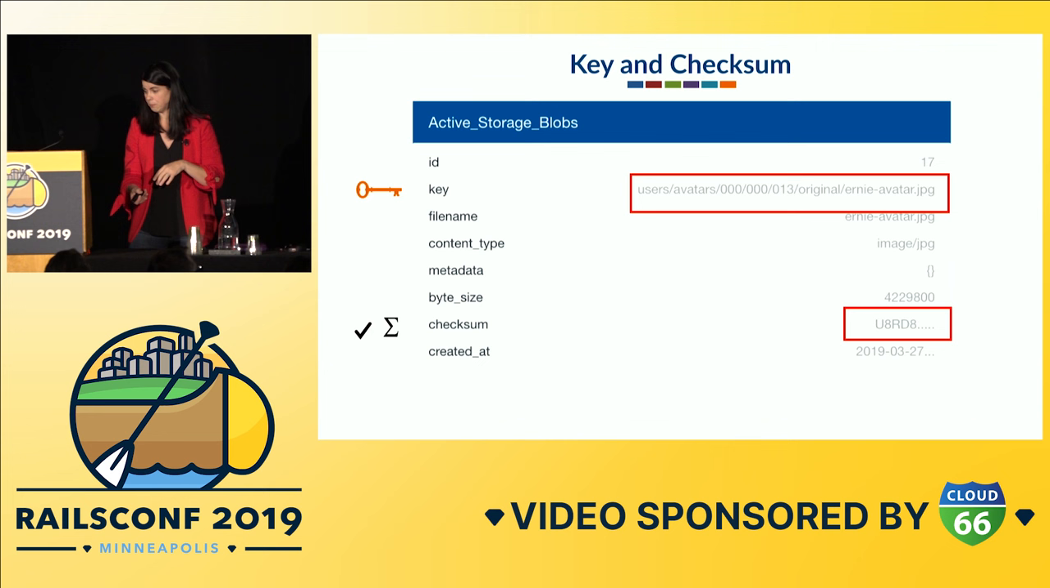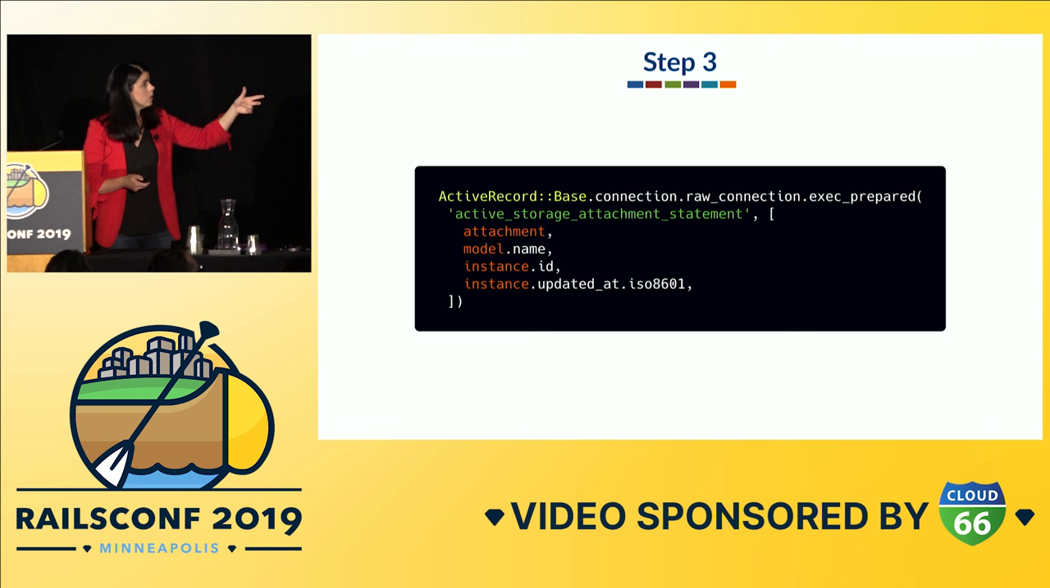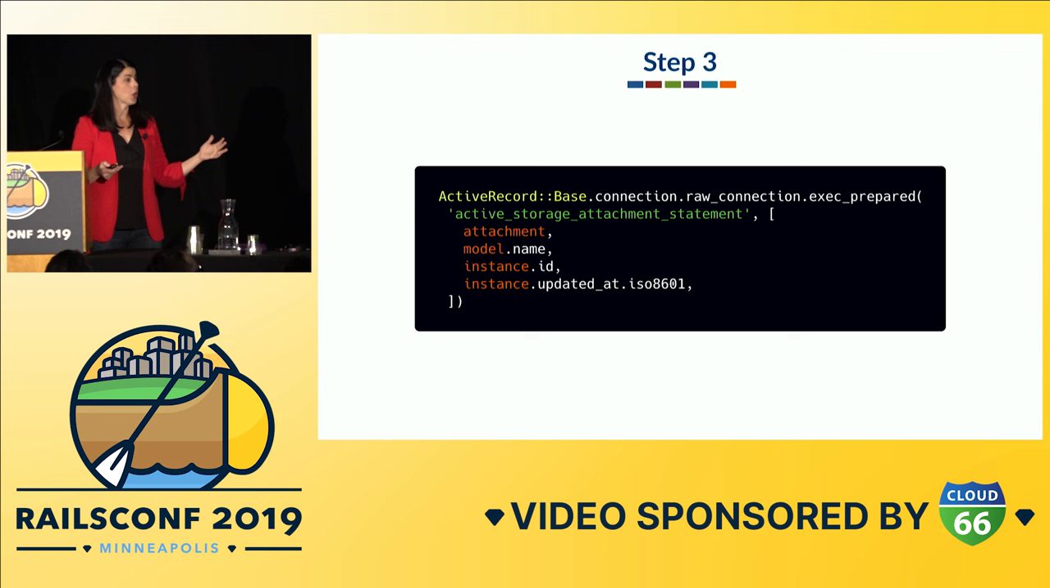All right, so that is then all of those records we need to write. The very last step is just writing to your attachments table, and that's your attachment, which we've discussed is the string avatar, model name, which is our user, instance ID. Okay, excellent. So that is the whole rake task.